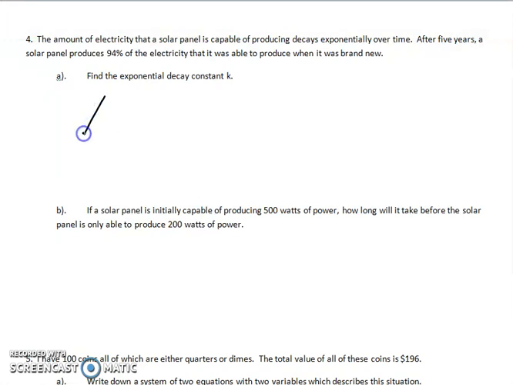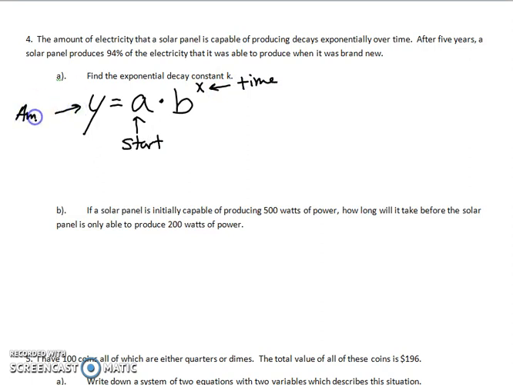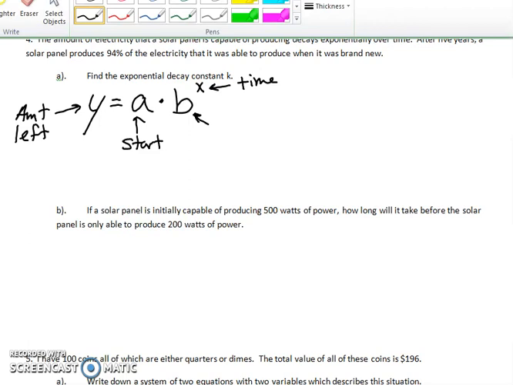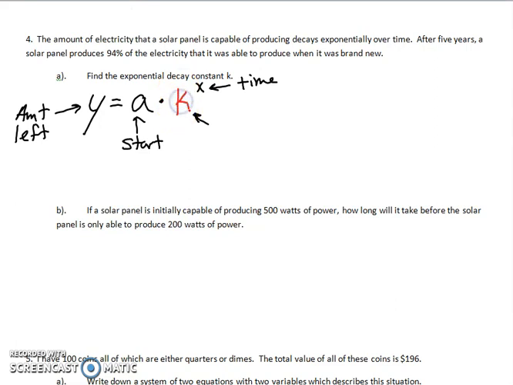Okay, I've got y equals a times b to the x power. Okay, a is our start value. X always deals with time. Our y value is going to be our amount left. Okay, and our b value is our constant, our exponential decay constant. So I guess, since the way that they're writing this in the question is, I should change that b to a k. So I'm trying to find at what rate is this thing decaying.